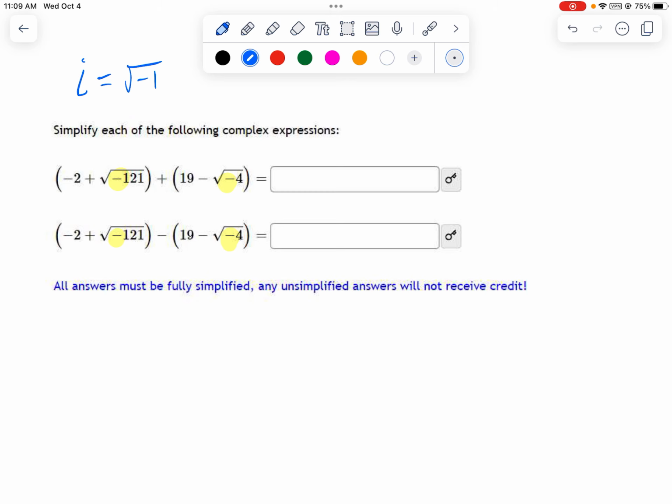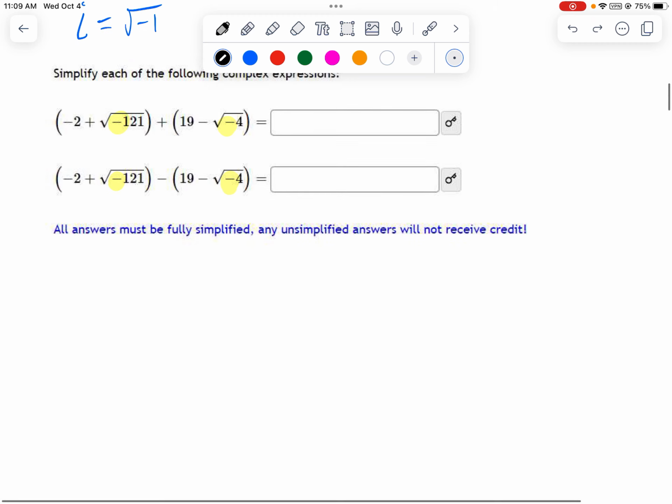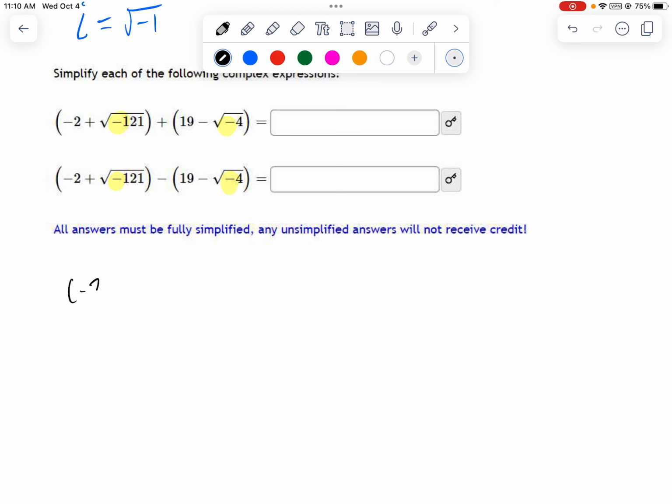Meaning that whenever you see a negative in a square root, what's going to happen, let's look at just this first problem. Right? What's going to happen is that we're going to see this whole thing. I'm going to copy and paste down here. Failed. It's fine, I'll just write it. -2 plus square root of -121 plus 19 minus square root of -4.